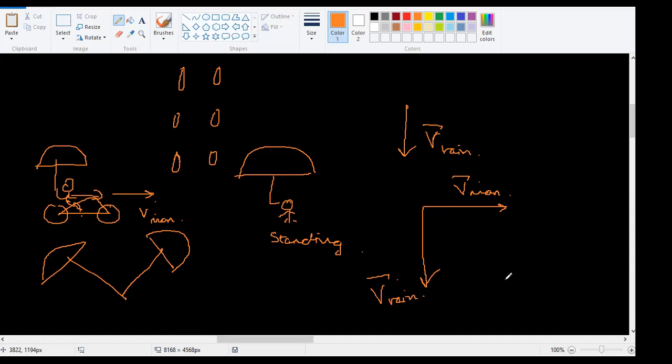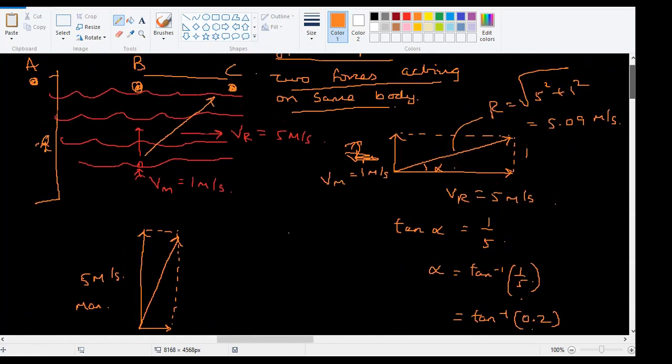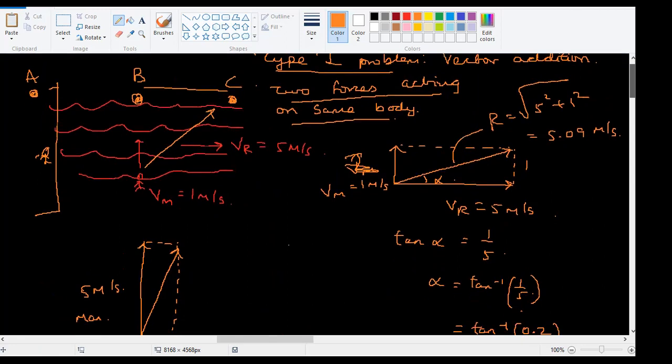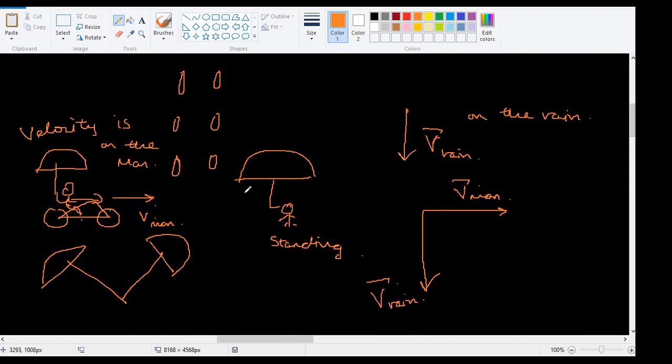This vector addition doesn't make any sense here. The reason for that, carefully listen: this velocity is on the rain, and this velocity is on the man. So take it down. Only when both the forces are acting on the same object or same body can we do vector addition, and that is what I called type 1. When two different things are acting on two different objects, then the vector addition doesn't make any sense. So this kind of problems I am going to call type 2 problems.